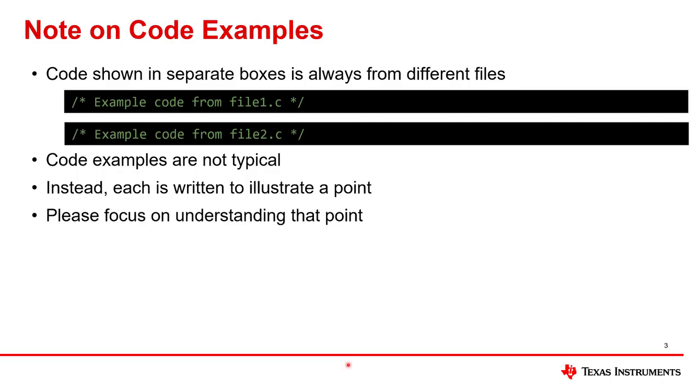Before getting into the issues, I want to explain some conventions about the code examples. You'll see the code examples in separate boxes like this one, like these two, and these separate boxes are intended to represent the fact that the code is coming from different files. So this is a convention that is applicable only within this video. Furthermore, the code examples are not typical of what you would write in your own code. Instead, each example is written to illustrate some particular point. Please focus on trying to understand that point and try your best to ignore how not typical the code is written.